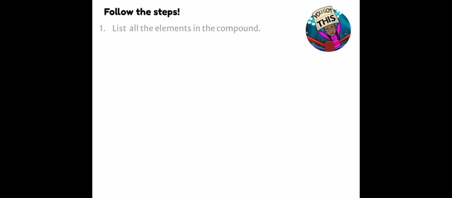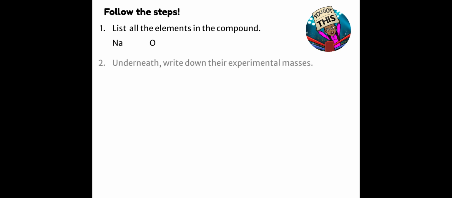So let's follow the steps. List all the elements in the compound. So we've only got two, sodium and oxygen. So then next we've got to write down their experimental masses underneath. So from the question that you've already underlined these numbers. Sodium, it was 0.92 grams, and for oxygen, it was 0.32 grams.